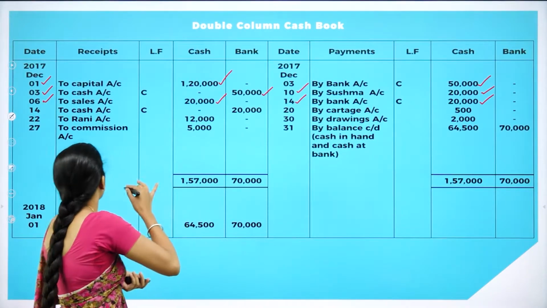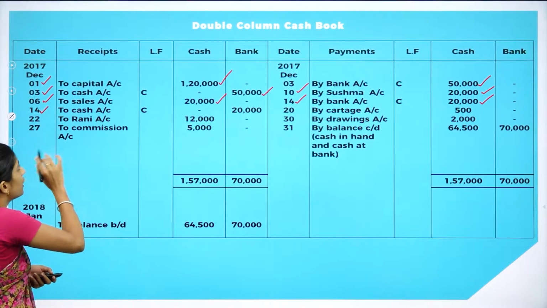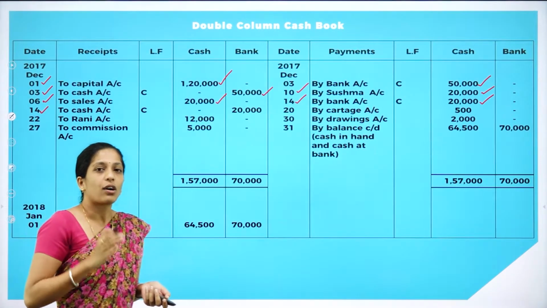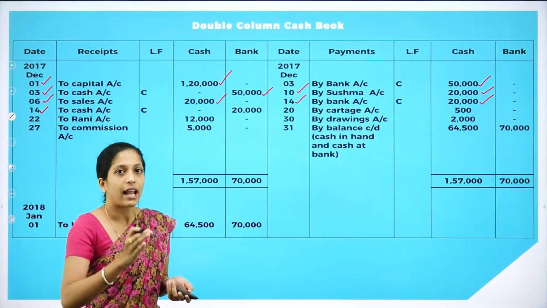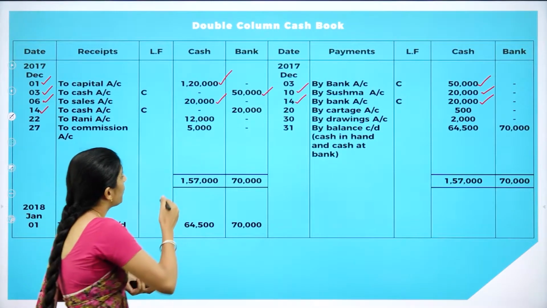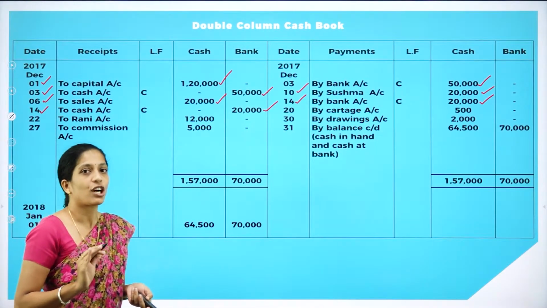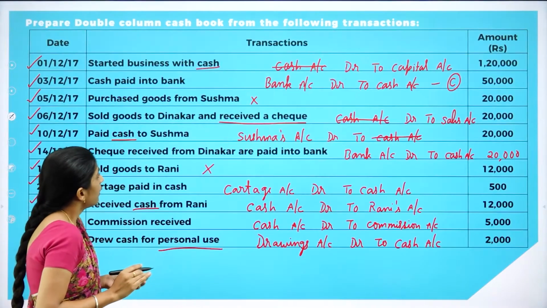At the same time, I will record the same date, that is 14, to cash account. It is also a contra entry, because contra entry in the sense bank account and cash account have come together, but I will record the amount in the bank column. Clear about contra entries? Yes.